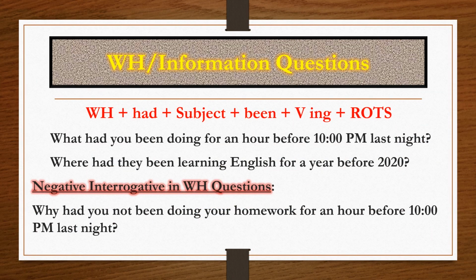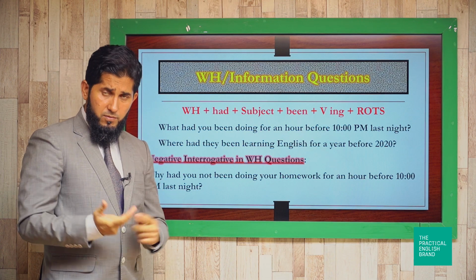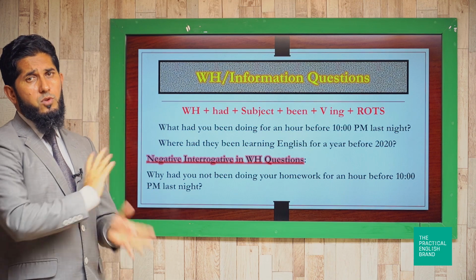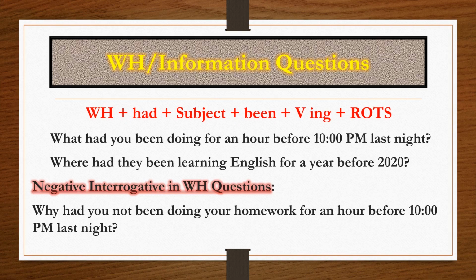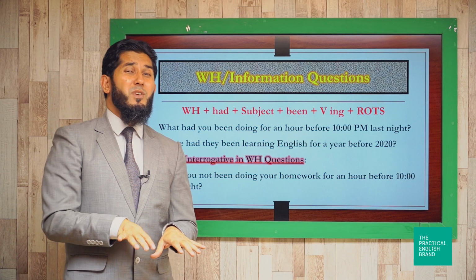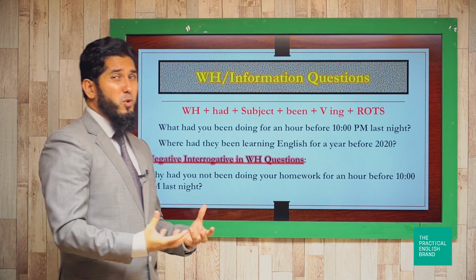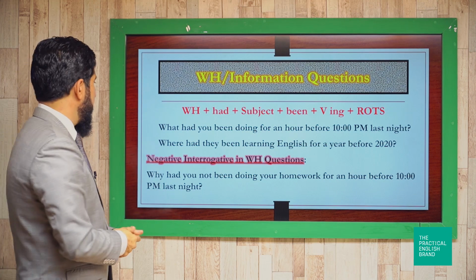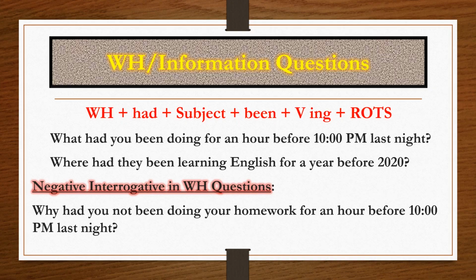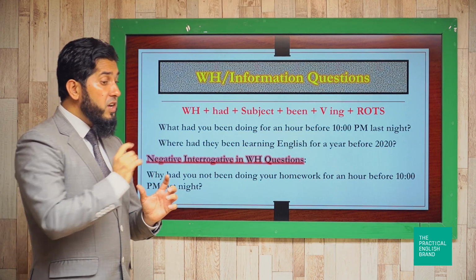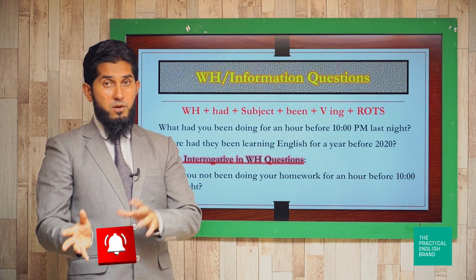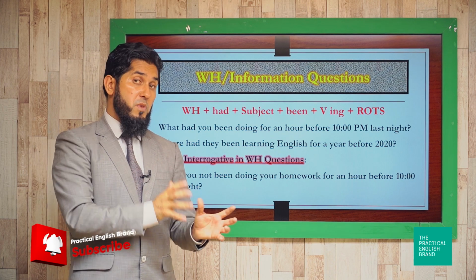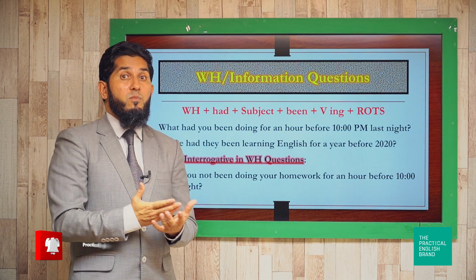WH or information questions. At the beginning of your sentence, you bring one of the WH question words and then had as a helping verb, then subject, then been, then main verb ing form, then rest of the sentence. Look at the examples. What had you been doing for an hour before 10 p.m. last night? I've brought the same example in all different forms. But the important thing is that you should understand the concept, the structures, how to use them correctly. The second example says, where had they been learning English for a year before 2020? Keep in mind that mentioning the duration, for a year, for 2 years, for an hour, for 3 hours, for many years, for a few hours, for a few minutes, is very important.